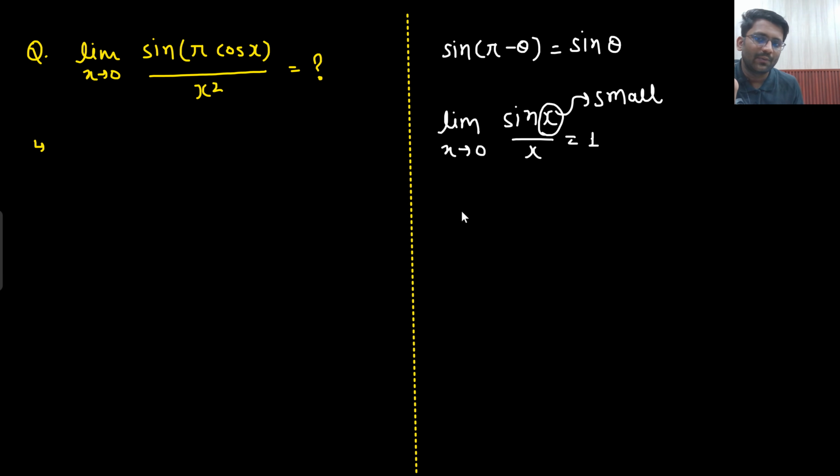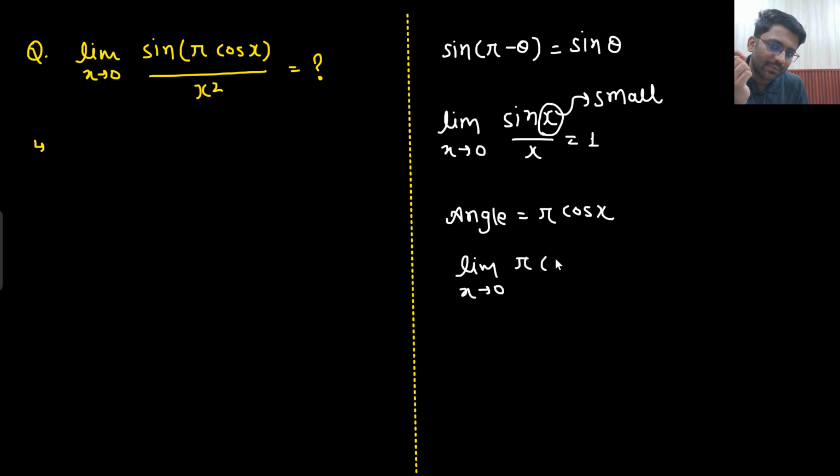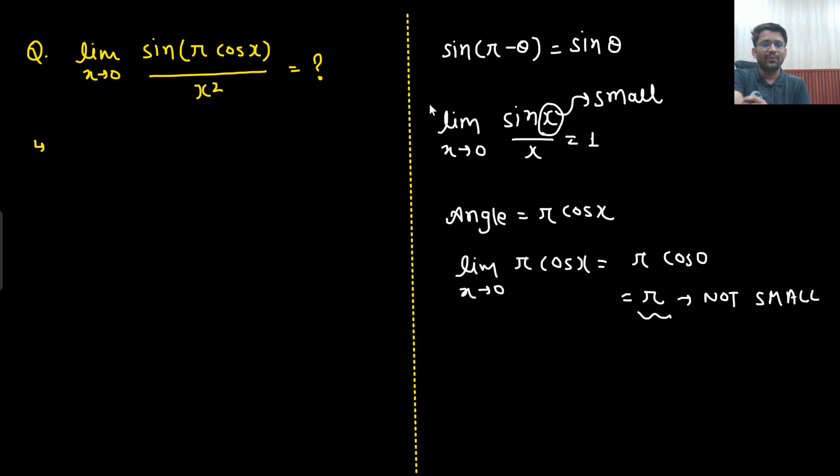I need this angle to be small. In my question, what is the scenario? What is my angle? My angle is pi cos x, and my limit is x tending to 0. So pi cos x, what that will be? Pi cos 0. Cos 0 is 1. So this is my angle, which is not small. If I want to apply something that I already know, what do I need to do? I need to get a small angle. Say yes or no. I need to get a small angle, then only something could be done.